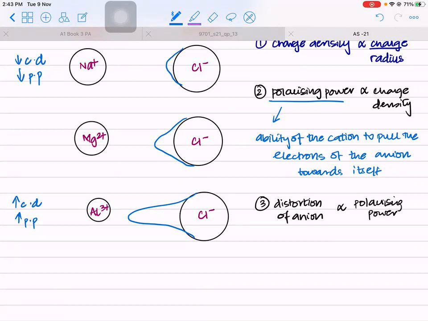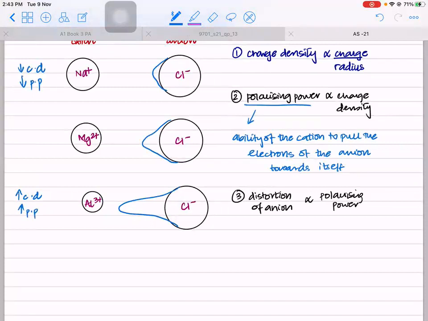Clear? So we have charge density, which is directly proportional to charge, inversely proportional to radius. Based on that, aluminum has the highest charge density. Then we have polarizing power, which is directly proportional to charge density. Based on that, aluminum has the highest polarizing power. Polarizing power is the ability of the cation to pull the electrons of the anion. So the more the polarizing power, the more will be the distortion of the anion. And you can see aluminum is distorting the anion because it's pulling the electrons really strongly. Clear? Because of high polarizing power.